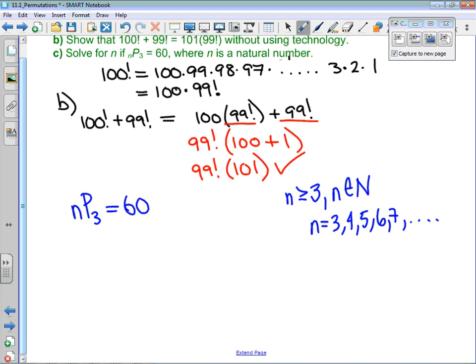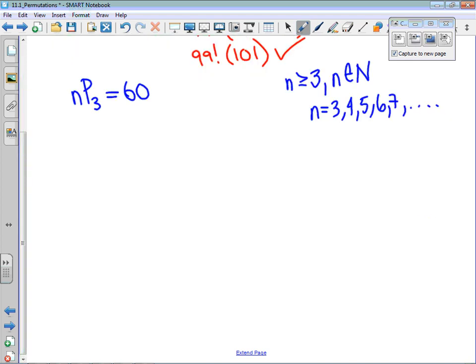So 1, 2, 3, 4, 5, 6, 7, 8, 9, 10, and that keeps on going. Don't stop at 10. Now, the way that we're going to solve this is we are going to rewrite it using our factorials. So n pick 3 is n factorial over n minus 3 factorial, which is equal to 60.